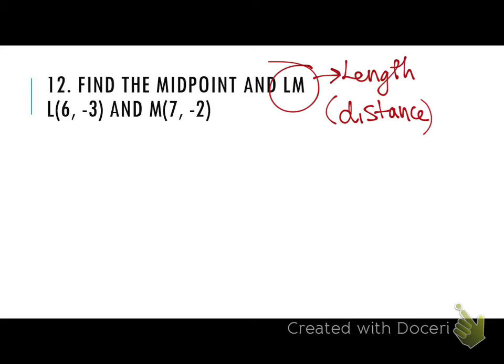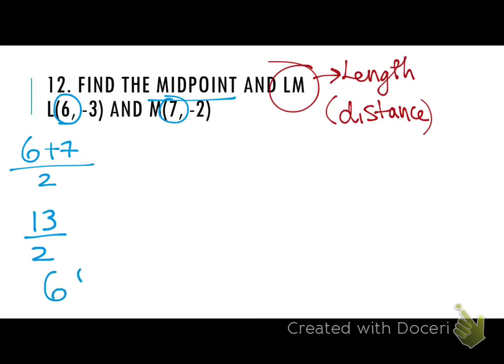But first, we can do the midpoint. How do you find the middle x between 2 x's? What do you do? Add them and divide by 2. That's how you find the middle between 2 numbers. So 6 plus 7 is? Divide by 2. 6.5. You could also just look at this one and know. You don't have to show all the work. If you just know that between 6 and 7 is 6.5, you can just write 6.5.